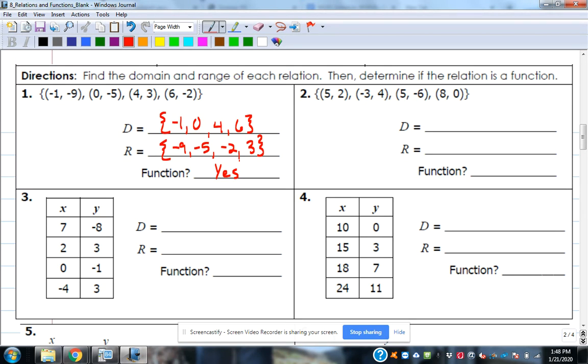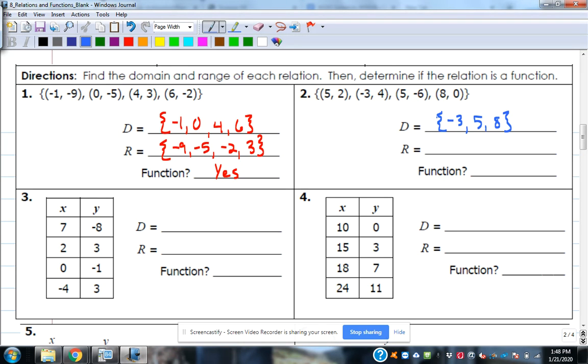All right. Now, number 2. Let's go over there to number 2 and look at it real quick. Domain of that function. What's the domain? Is 0 an x value? No. It's a y value. So 5. And there's a 5 again. But once I list it once, I don't have to list it again in the domain. And then the last one would be 8.